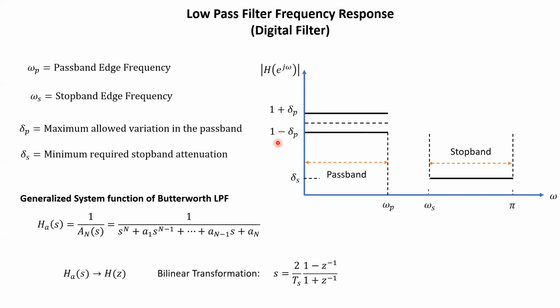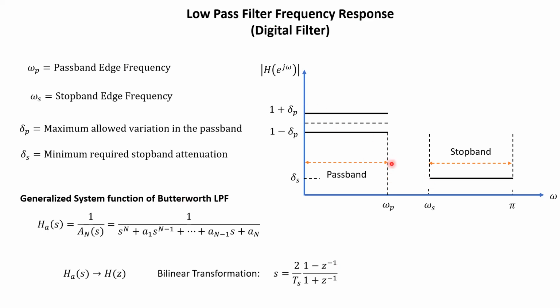So here we can see these maximum variations. The minimum gain that is allowed is 1 minus δ_p. Within the pass band, the gain should not fall below 1 minus δ_p, that we have to take care of. Similarly, in the stop band, we have to define the minimum attenuation that we have to achieve. The stop band attenuation may be more than that, but it should not be less than the desired specification.